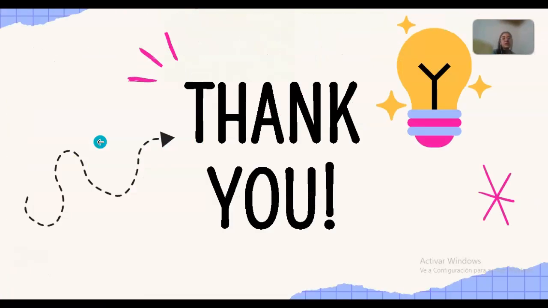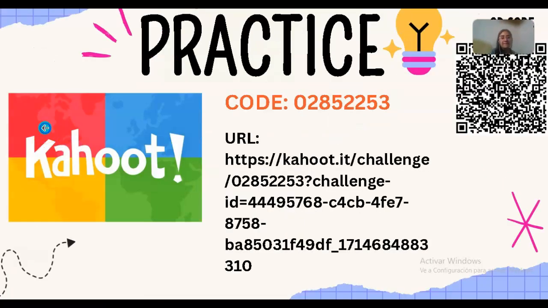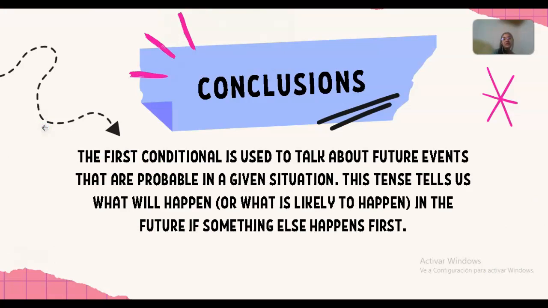Finally, to conclude, the first conditional is used to talk about future events that are probable in a given situation. This then tells us what will happen or what is likely to happen in the future if something else happens first.